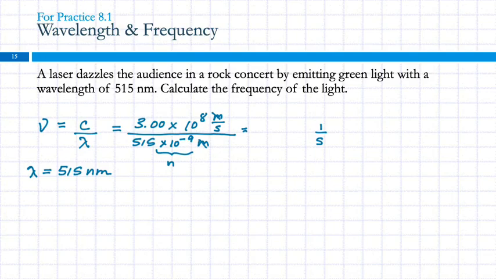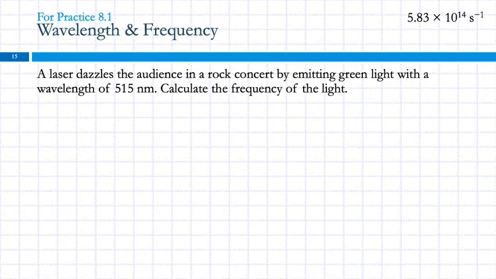So 3 times 10 to the 8th divided by 515 E minus 9. 5.83 times 10 to the 14 per second. This is the frequency. Any questions?